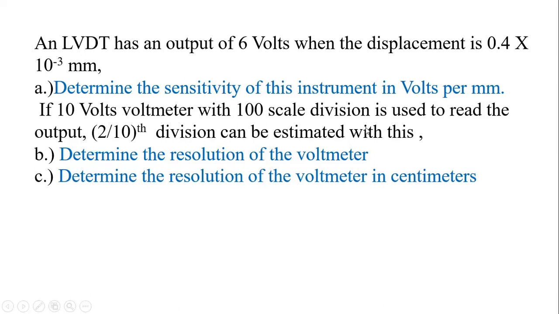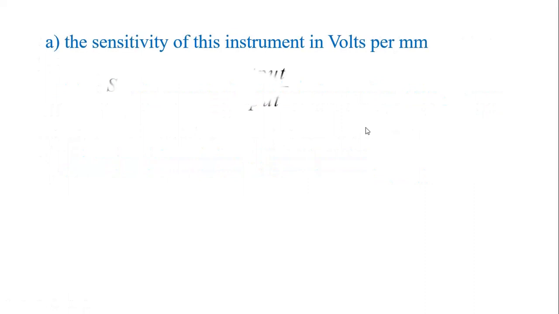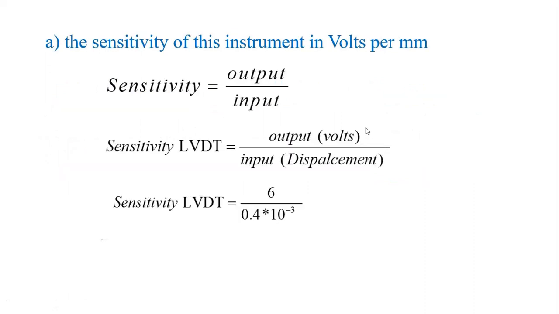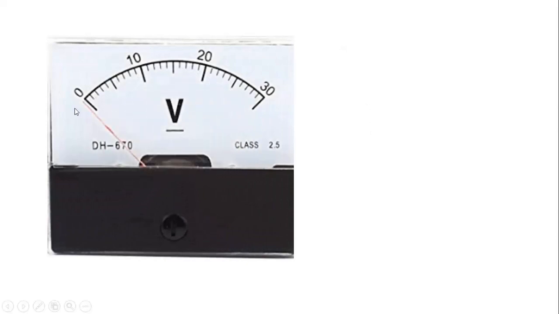For this you will see one image of a voltmeter so that you understand what the voltmeter is. Now see, this is the voltmeter. It is varying from 0 to 30 volts, for example. And how many divisions are there in the voltmeter? See, 1, 2, 3, 4, 5, 6, 7, 8, 9, 10.